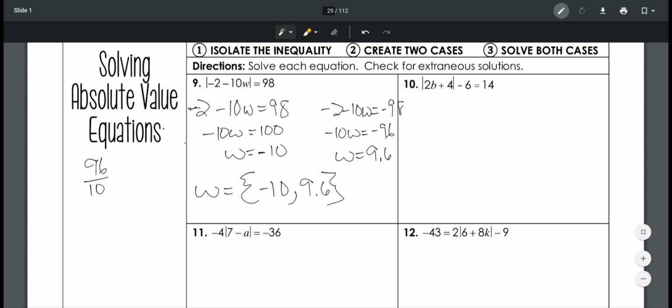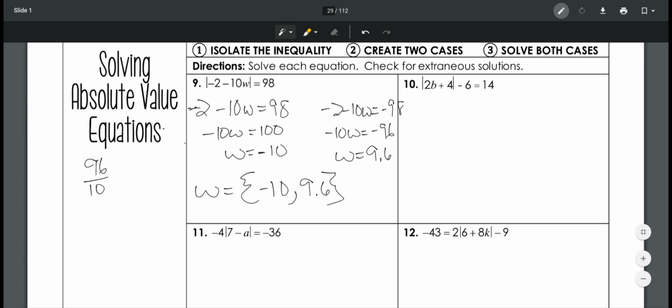Now notice that I used braces. I did not use brackets. I did not use parentheses. I used braces. Braces indicate that those are the only two numbers that are solutions to this problem. So anything you put inside a set of braces indicates what the answers can be.